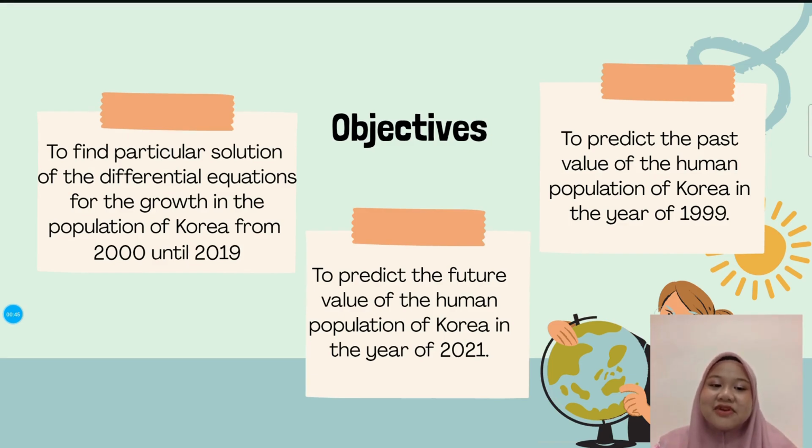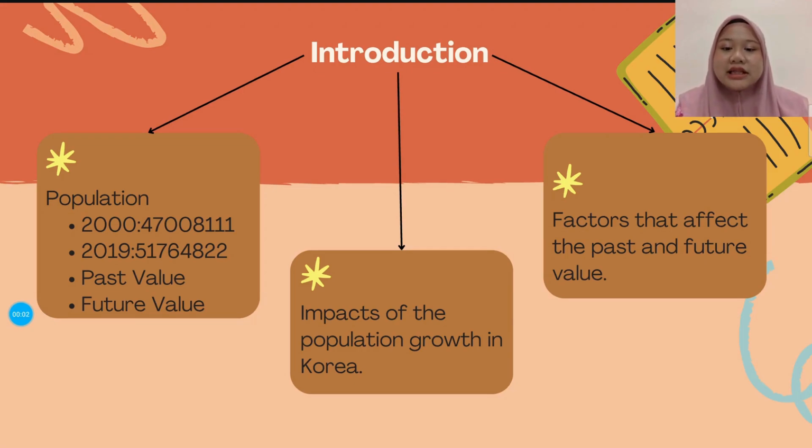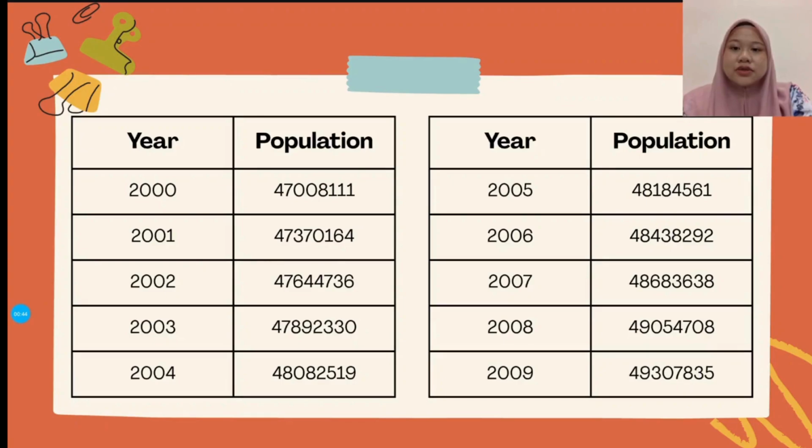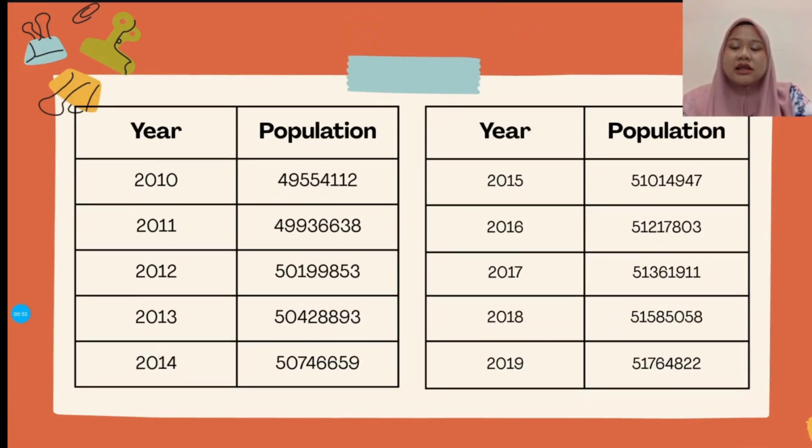In this presentation, we already found the data for 20 years. Starting from year 2000, the population is around 47,008,111, while in 2019, the population is around 51,764,822. We also have to calculate the past value and future value, the impacts of the population growth in Korea, and factors that affect the past and future value. These are the tables for the data of the number of population from year 2000 until 2009, and the other slide is from 2010 to 2019.